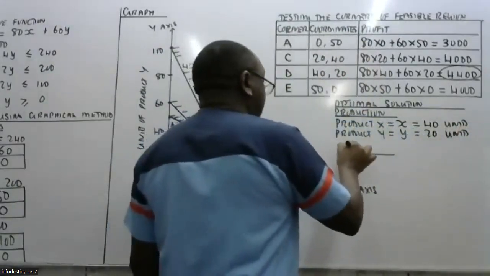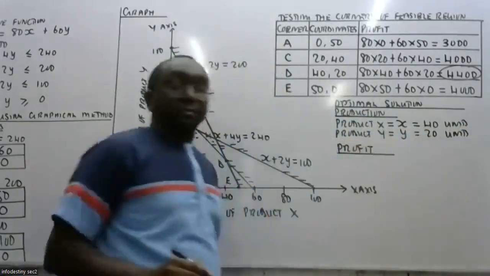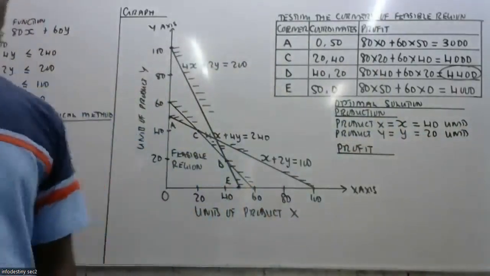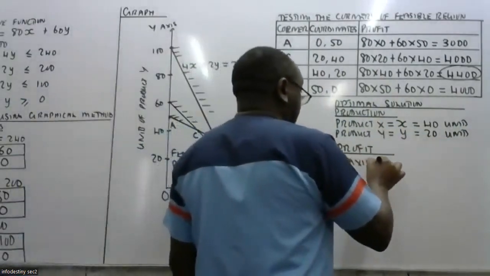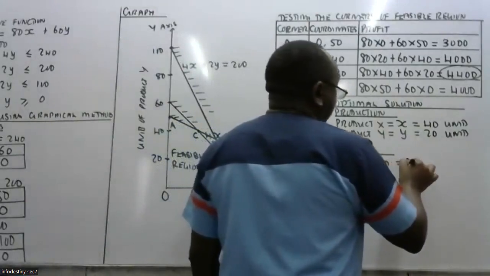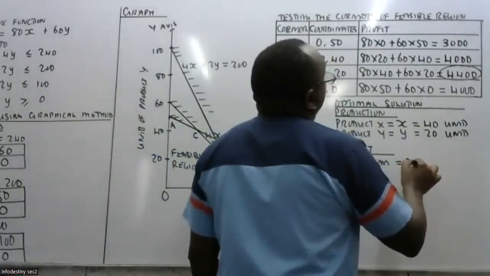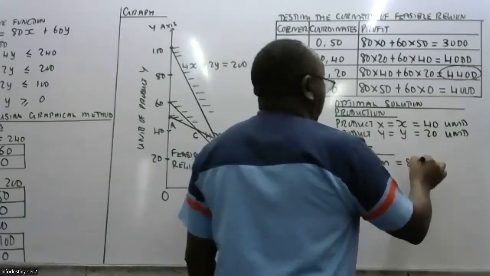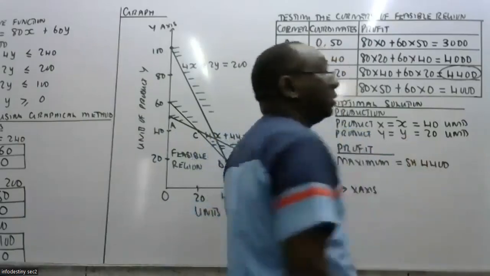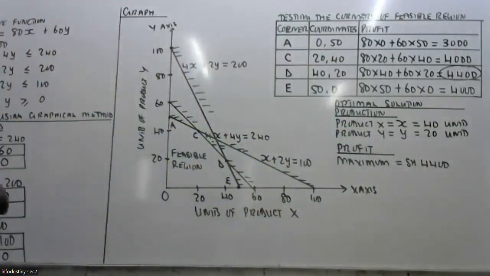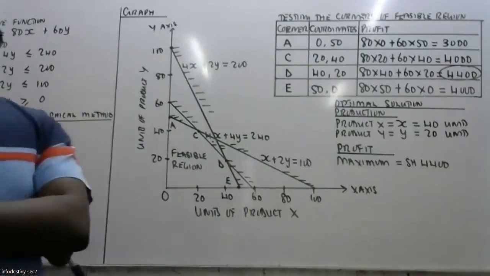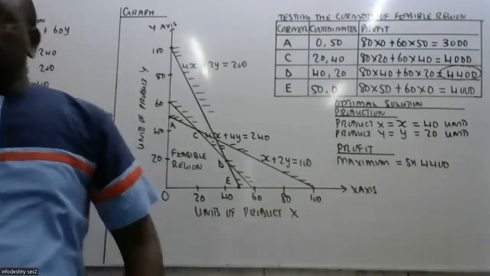Then you tell us the profit. That's the next item. And for this profit, you are telling us the maximum. So the maximum is shillings 4,400. So see, we are okay with that.